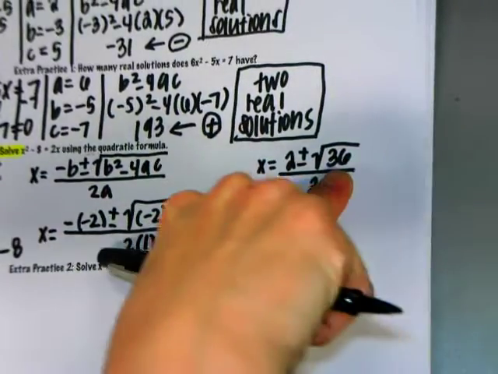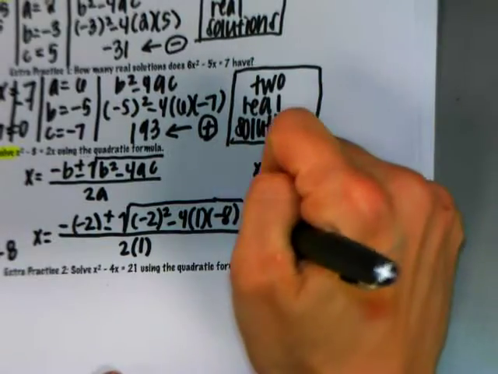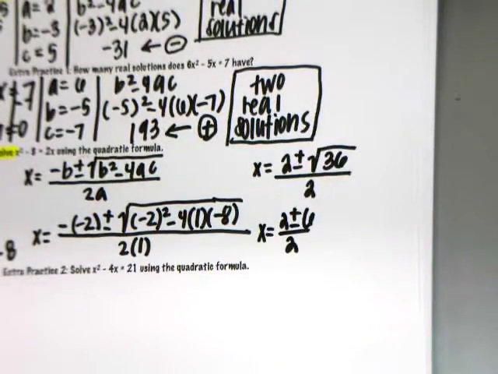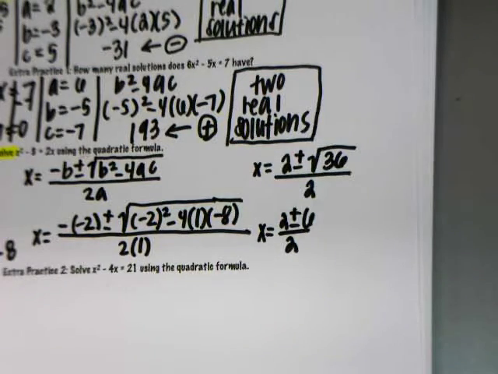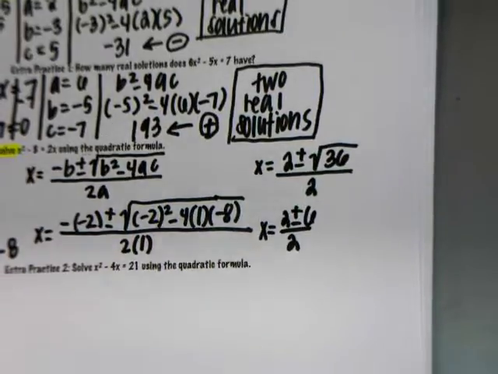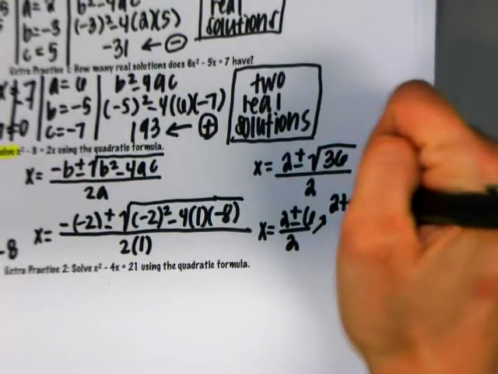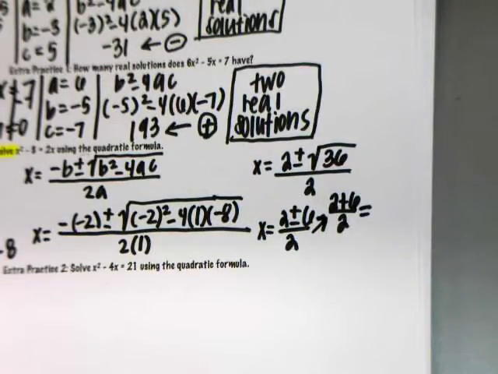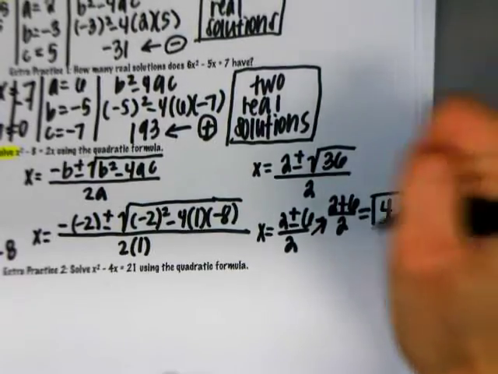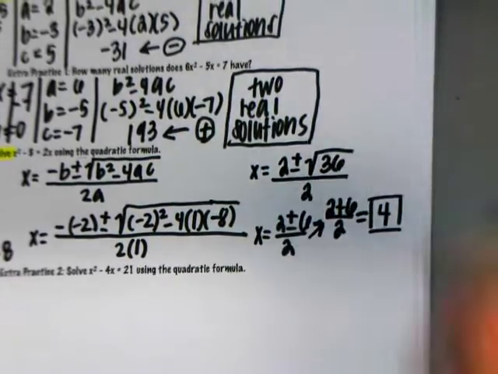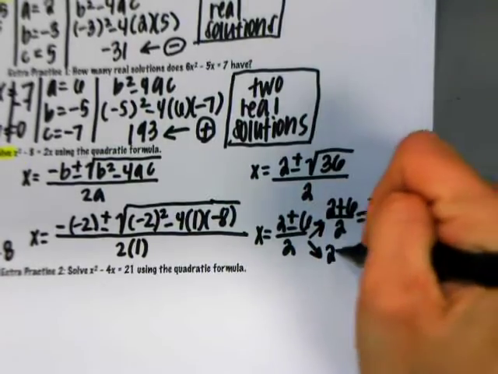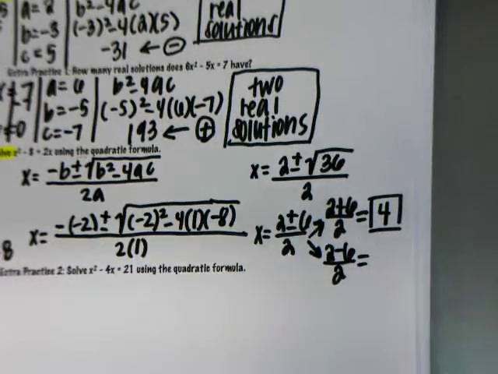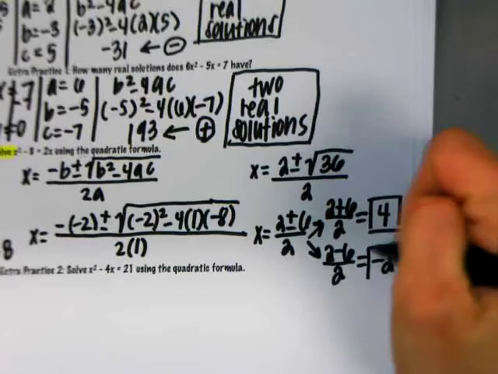Can I take the square root of 36? Yes, so let's take the square root. X equals 2 plus or minus 6 over 2. And we're going to split this up with the plus and minus to actually get our two answers. So first we're going to do 2 plus 6 over 2. What's 2 plus 6? 8 over 2? 4. So that's our first solution. And then we're going to do 2 minus 6 over 2. What's 2 minus 6? Negative 4 over 2? Negative 2. So that's our other solution.